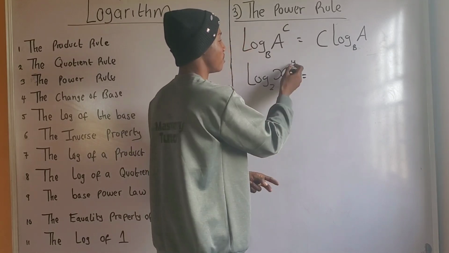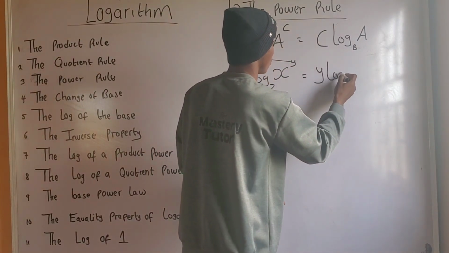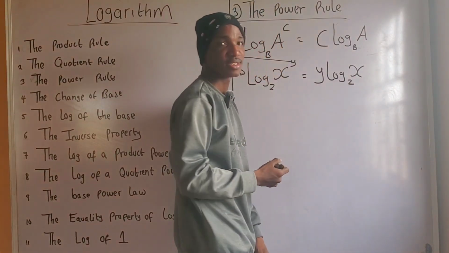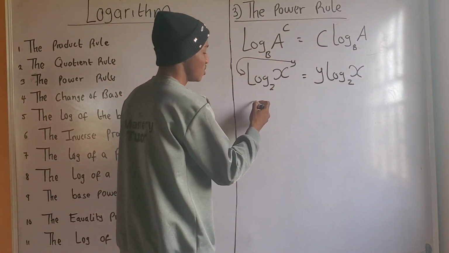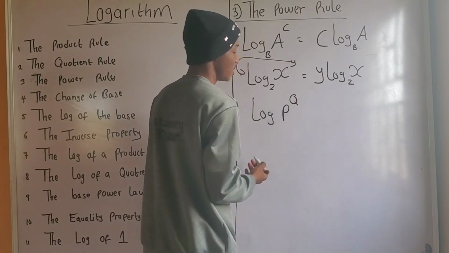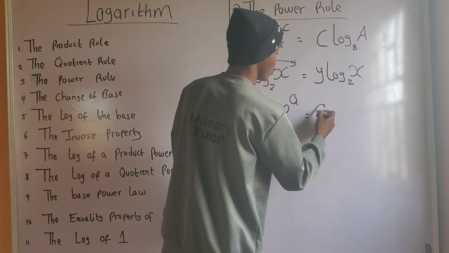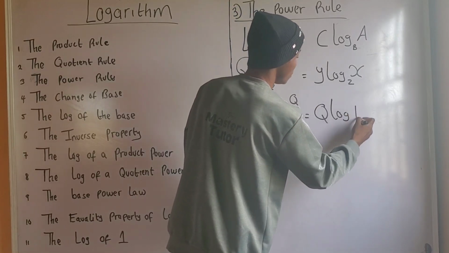This will be equal to the power. We multiply the log. So I'm going to have y multiplied by log x base z. Do you understand? Okay. Another one. Let's say you have log p to the power of q. Let's say the base of this logarithm is y. The result will be q multiplied by log p base y.